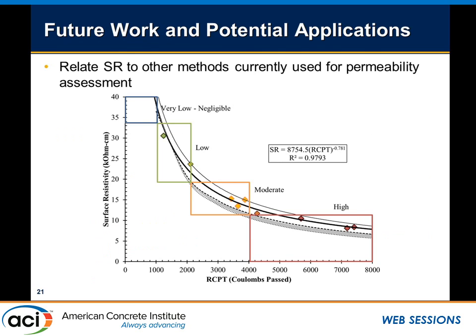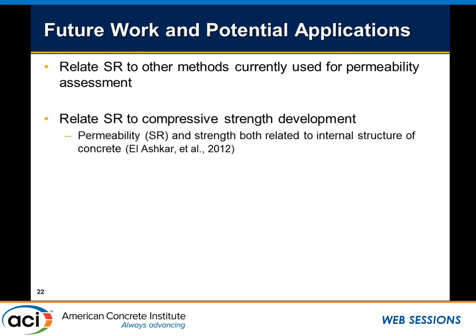Future work would look at how this surface resistivity is related to other permeability assessment measurements, and this has been done quite a bit. But what we notice is when we plot our surface resistivity results with the RCPT results that we got for these particular mixes, while we got a very strong correlation, it's not the same correlation that's been achieved by others. And so this suggests that there's some influence perhaps of the aggregate type or aggregate content that we're looking at that needs to be further investigated in these performance-based contexts.